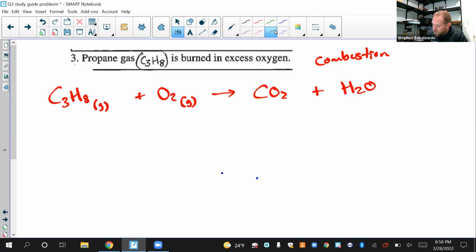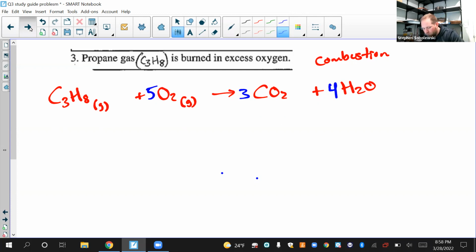Okay, to balance this, I always start with my H's. I go H, then C, then O. For my H's, I have 8 here and 2 here, so I'll put a 4, and that's fine because it's even. Carbon, I have 3 here, so I'll put a 3 there. And now I'm just going to add up my O's on the right and balance it on the left. So 3 CO2s is 6 oxygens. 4 H2O's is 4 oxygens. 4 and 6 is 10. So I'm going to put a 5 right there.